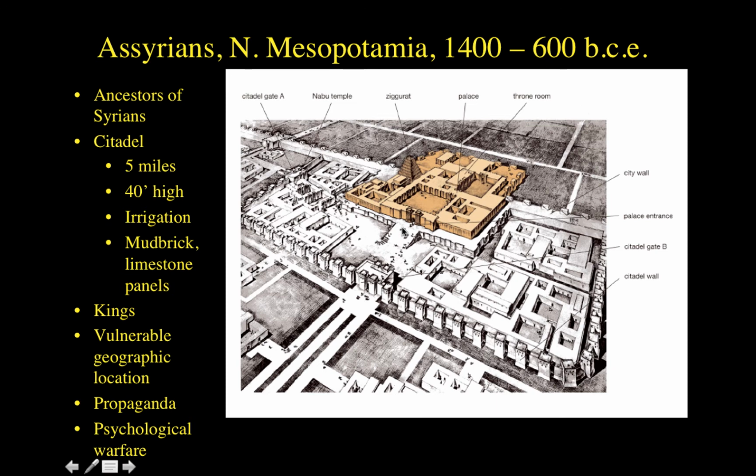So think fortified walls. The reason for the fortified walls is because you want to protect yourself. This particular citadel was 5 miles in circumference, and the highest wall was 40 feet high. Notice there's a ziggurat there, a temple, there are gates, there's a palace, there's a throne room, another series of gates. So this is the main gate, and then a secondary gate entering into what would be called a palace complex. They also had irrigation channels to bring water into the site.